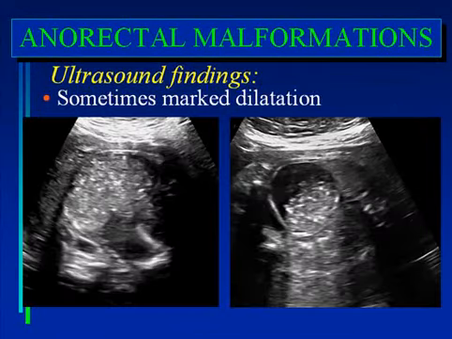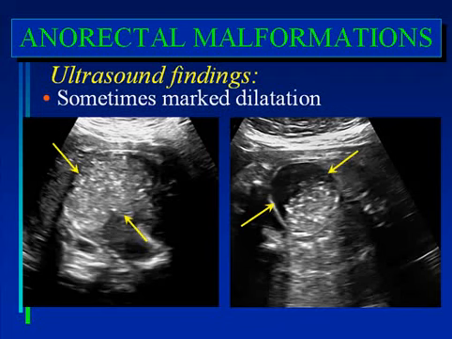abnormality. And sometimes, although some fetuses with anorectal malformations have no bowel dilatation, sometimes the dilatation of the bowel can be striking. As we see in this fetus with markedly dilated bowel, a large amount of material within the loops of dilated bowel and multiple calcifications within that material.